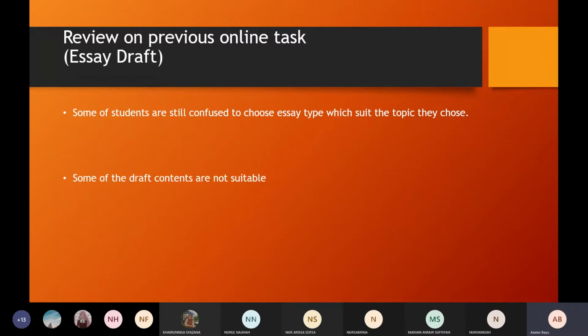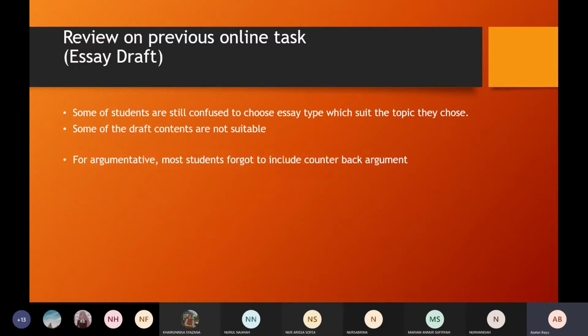Alright? Some of the draft content is not suitable at all. I mean the content is out of topic, so I can ask them to change it entirely. Okay, maybe main point 1 has to be changed, main point 2 can be used, main point 3 can be used, for example. But some need everything changed because it does not fit the topic. Alright, it does not fit the topic and does not fit the essay type.